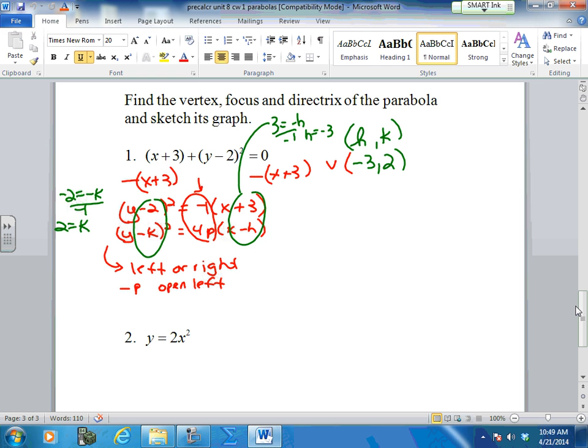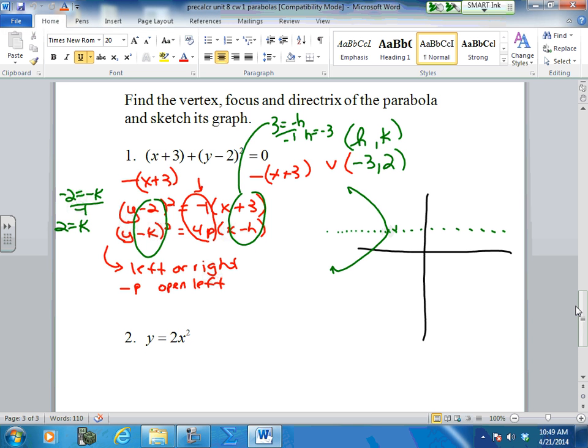So far, I know this about my parabola. It has a vertex of -3, 2. So out here, -3, 2. Here's my vertex. And which way is it opening? The left. So I know this. I know that much about my vertex. Now, my focus has to come inside, and it has to sit on this line right here. This is my axis of symmetry.